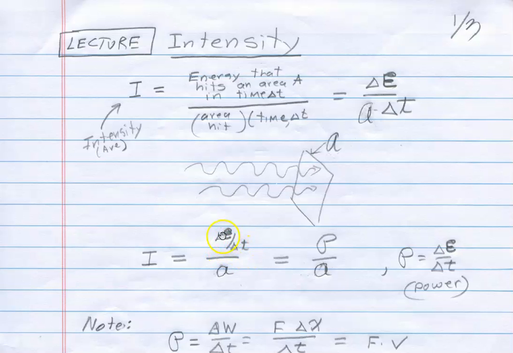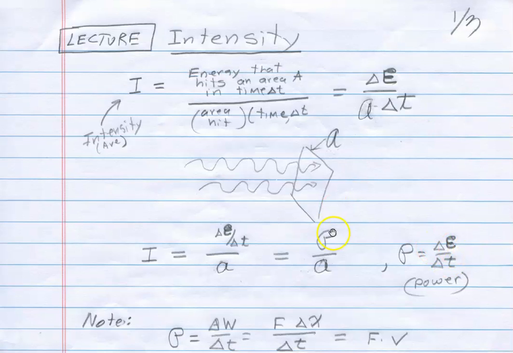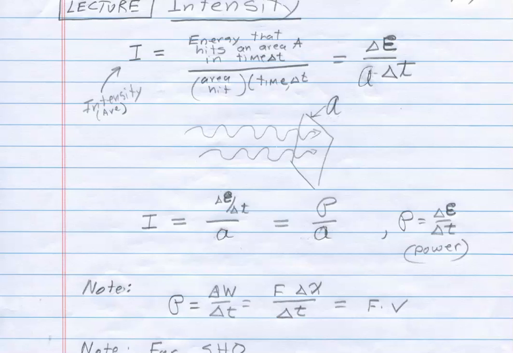The intensity definition sometimes you see written in a slightly different way. Energy per time, delta E per delta T, is just the instantaneous power. So you may have seen that. Probably should have. And so sometimes you see it defined as the intensity is the power per area, that the amount of energy per time that hits the area A is just the power delivered to it divided by the area.